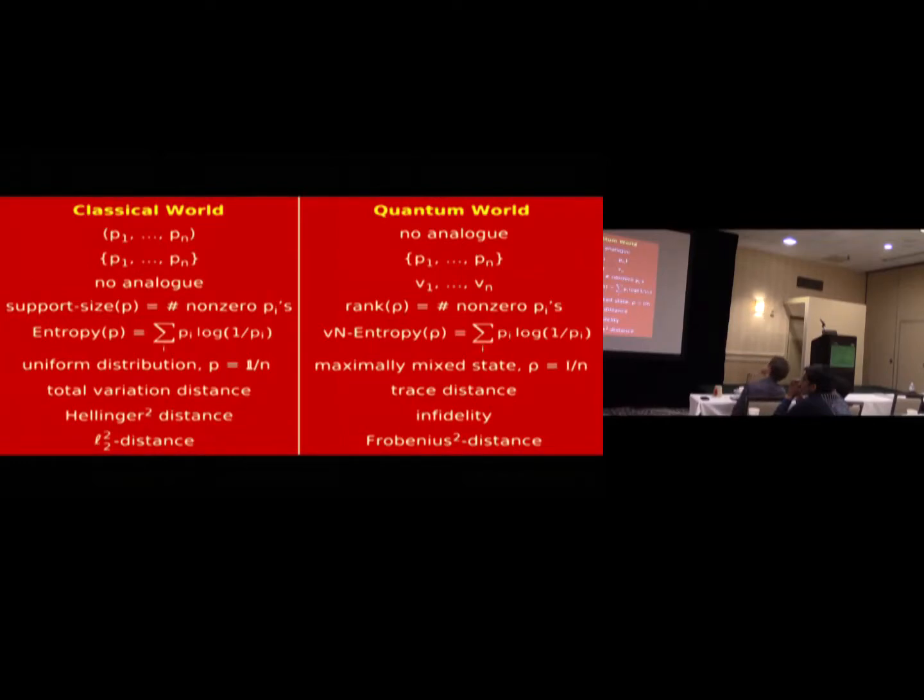So there are plenty of problems in the quantum world where you actually just care about the p's. You don't really care about the v's, even though they're there. So for example, the rank of a quantum state is the number of non-zero pi's. That's quite important physically, and it corresponds to the support size problem in the classical world. If you take the entropy of the pi's, that's called the von Neumann entropy, and it also is interesting physically. So people are very interested in estimating the entropy of an unknown quantum state, and it only depends on the p's.